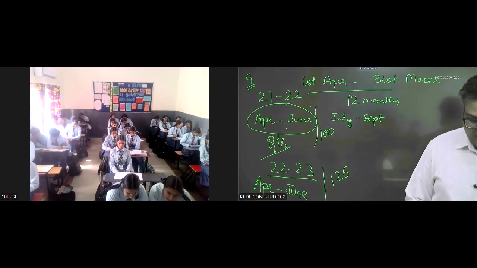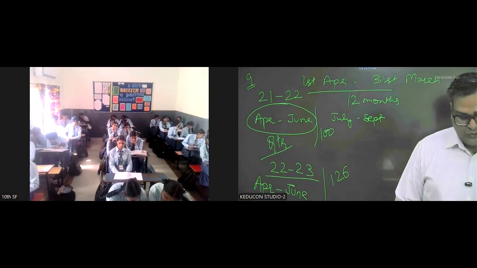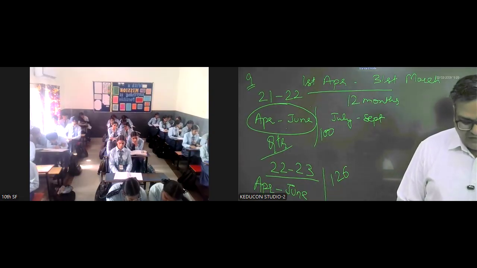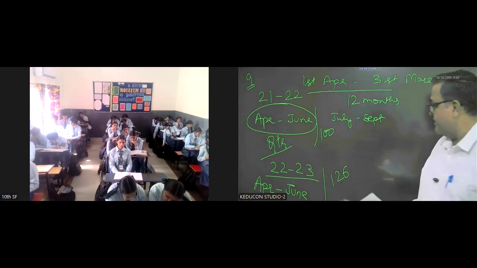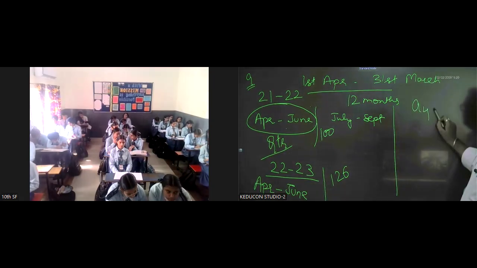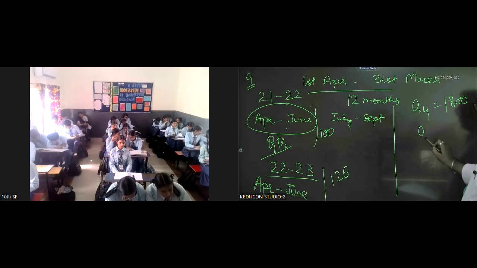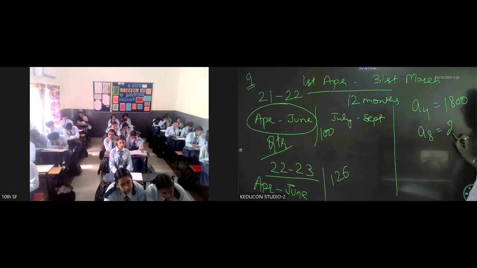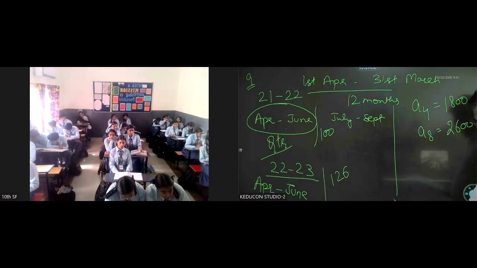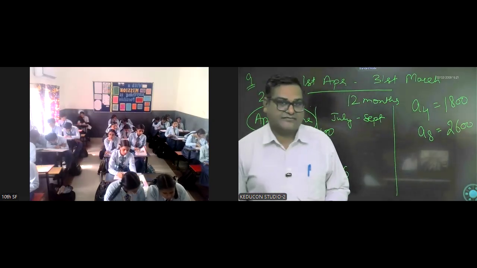Now comes the next statement. A car manufacturing company planned to produce 1800 cars in the 4th year. Now our AP has started. This company is planning to produce 1800 cars in the 4th year and 2600 cars in the 8th year, assuming that the production increases uniformly by a fixed number every year.